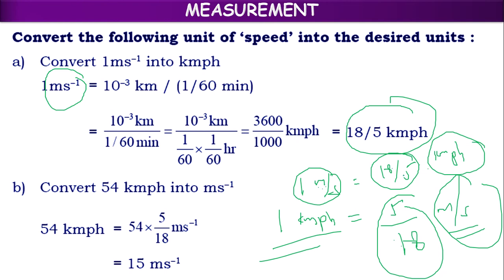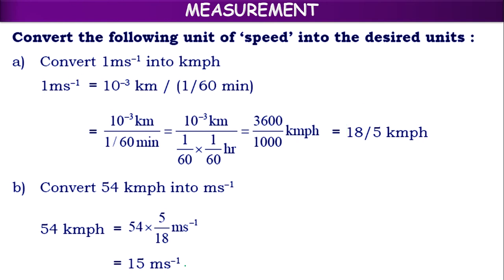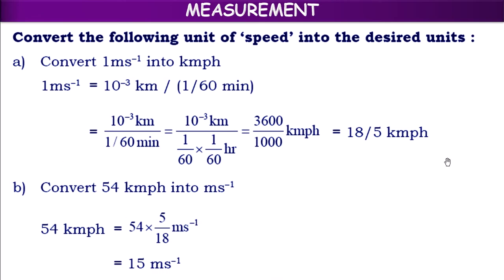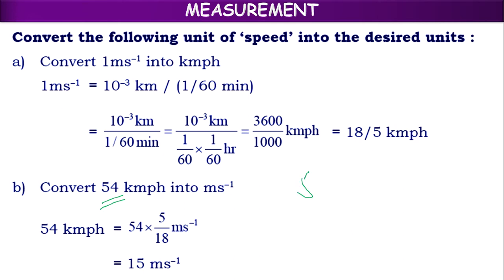Meter to kilometer, 18 by 5. kmph to meter per second, 5 by 18. Here, second question, children. Convert 54 kmph into meter per second. So we can do directly: 54 into 5 by 18. We can multiply directly with 5 by 18. So 18 3 times 54, 3 5 times 15. 15 meter per second. Like this we can convert the derived quantity speed.